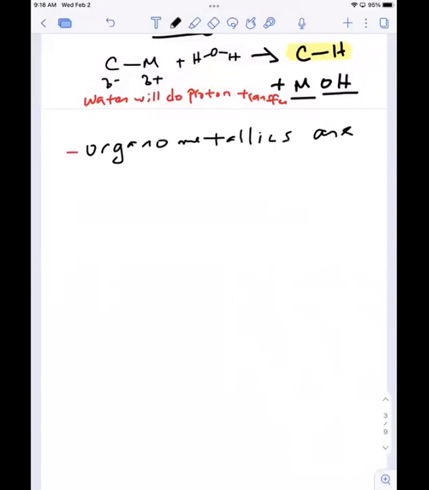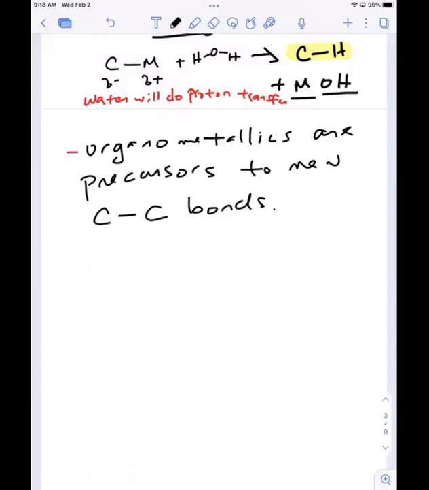So organometallics are precursors to new carbon bonds. Right. So that's a way. It's one of your reactants in a carbon bond forming reaction, and we're going to talk about several of those. All right. So for this class, we're only going to talk about two organometallics, well, really three, but two that actually get used to make carbon bonds.